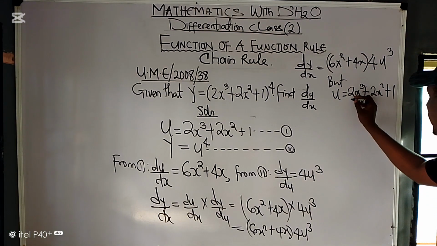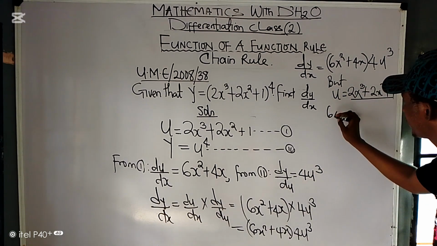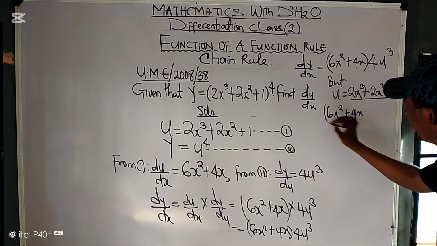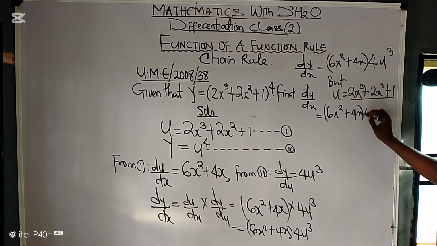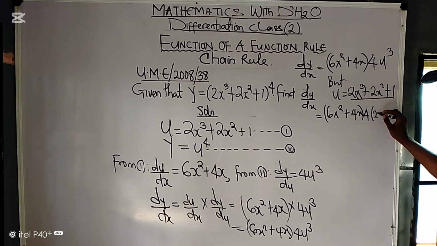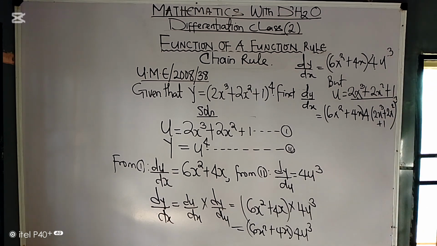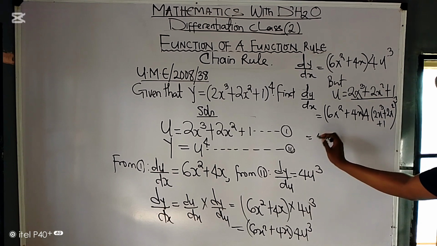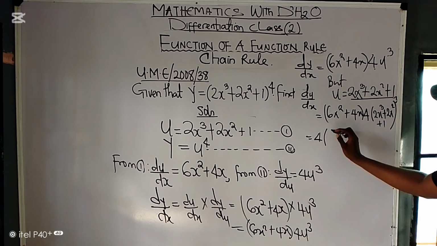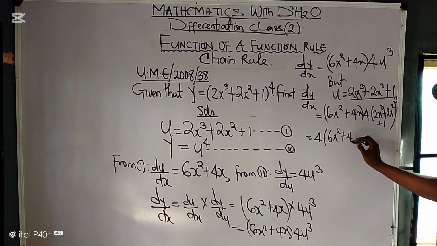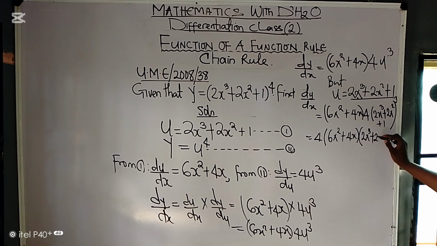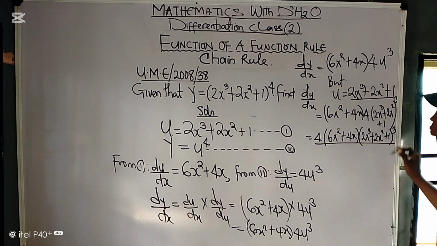So what do we do now? In place of u, we put u here. So you have 6x squared plus 4x. Then this is 4. U is what? 2x cubed plus 2x squared plus 1, all raised to the power of what here? 3. Did you get? So this 4, you can take it out so that you have 4, open bracket 6x squared plus 4x in the first bracket, then you have 2x cubed plus 2x squared plus 1, all raised to the power of 3. So this becomes the answer.